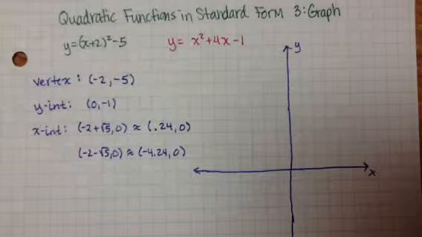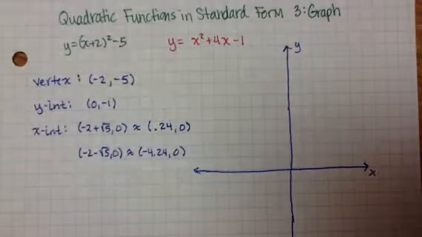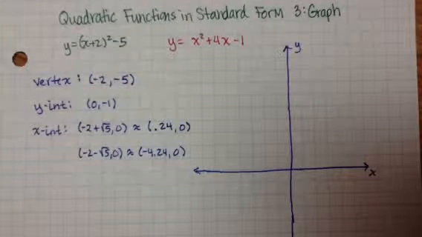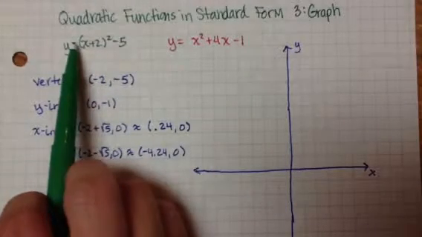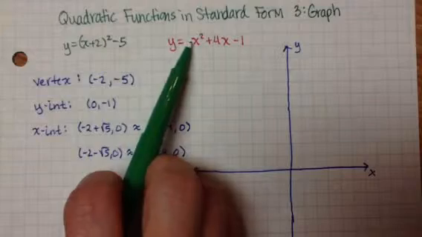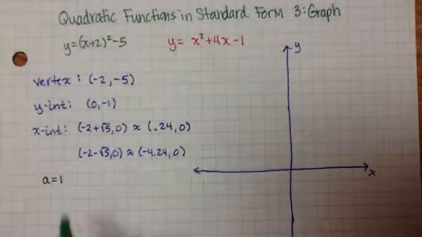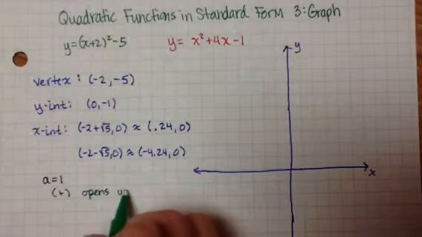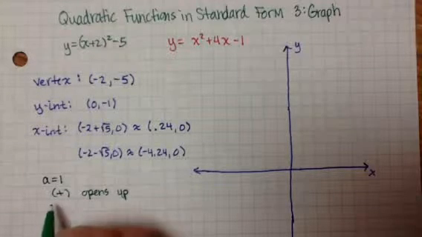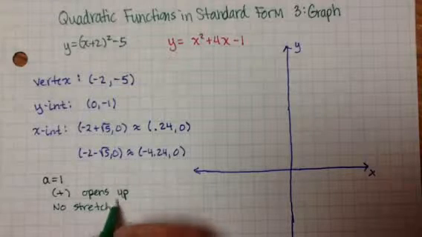Let's go ahead and talk about what we know from vertex form. Once we know where the vertex is at, (-2, -5), we can also determine which direction this parabola opens. Since the coefficient out in front for both functions is positive, the a value, since a is equal to 1, we know that it's positive, which means it opens up. And since it's equal to 1, there is no stretch or compression.